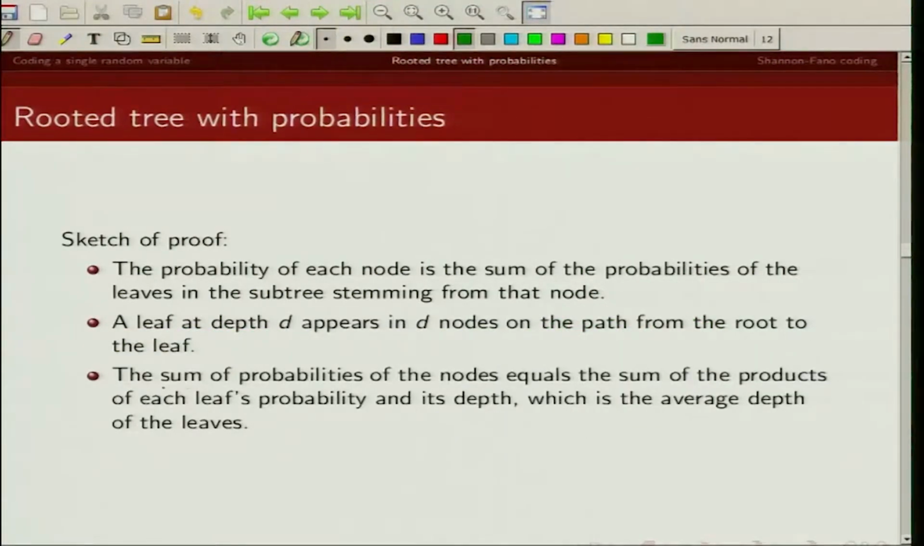So the sum of probabilities of the nodes is equal to the sum of the product of each leaf's probability and its depth, which is precisely the average depth of the leaves.